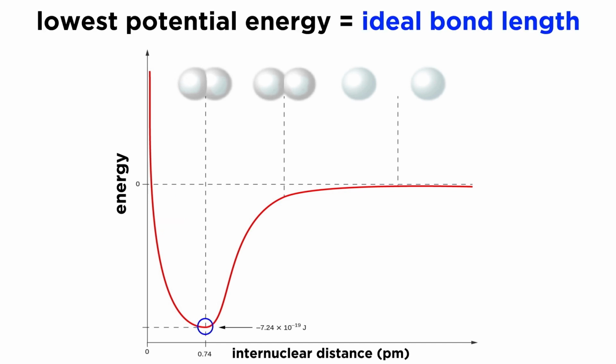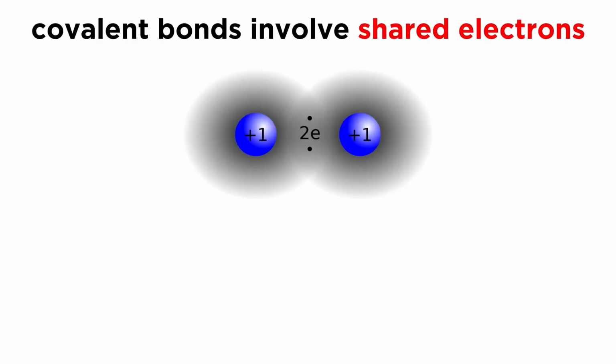It is this phenomenon that reveals the internuclear distance that contains the lowest potential energy and therefore the ideal covalent bond length between the hydrogen atoms. So we can now describe how a covalent bond forms, but we must understand that there are different types of covalent bonds, and a bond formed between two identical atoms will necessarily be different than one formed between two different types of atoms.